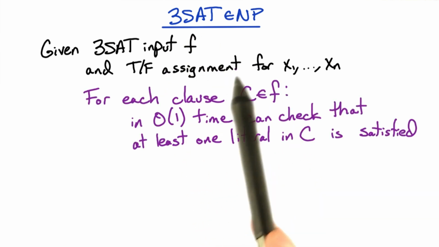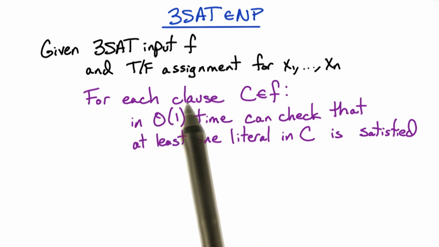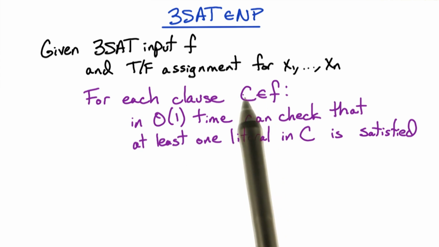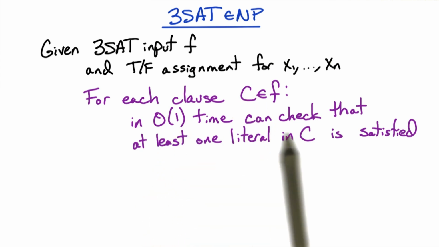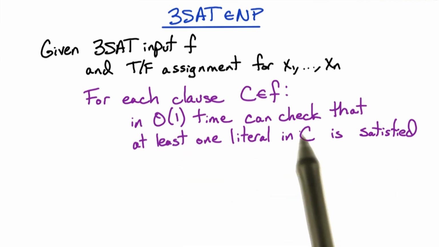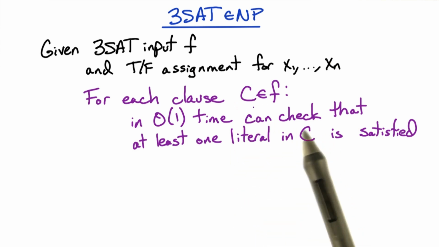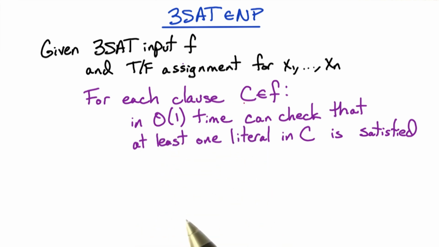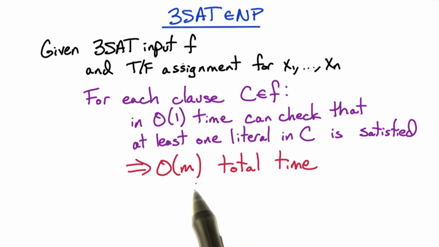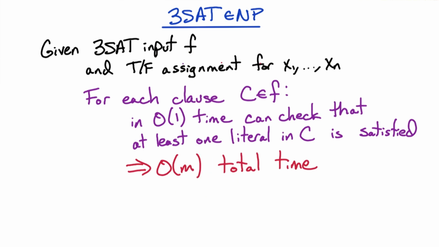Now how are we going to verify that this assignment is a satisfying assignment? Well, we're going to go through the clauses. So let's take each clause. For a particular clause C, it'll take us order 1 time to check that at least one of the literals in C is satisfied. Why is it order 1 time? Because each clause has at most 3 literals. Now if every clause C is satisfied, then the formula f is satisfied. It takes order 1 time per clause. There are m clauses, so it takes order m total time to verify that this assignment satisfies the formula. So this proves that the 3-SAT problem is in the class NP.